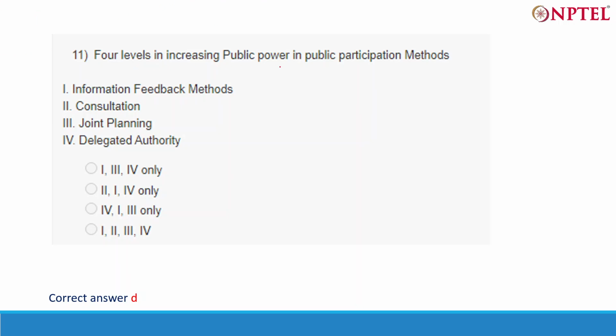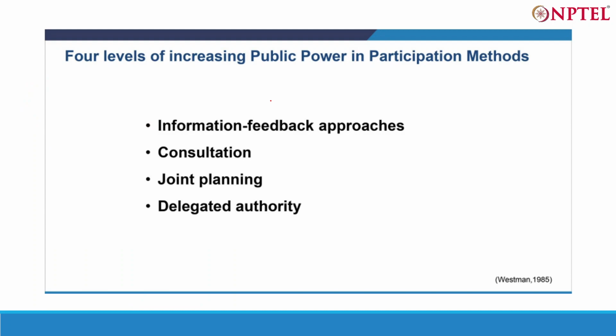There are four levels of increasing public power in public participation methods: information feedback methods, then consultation, then joint planning and delegated authority. If you see the public power and participation methods, all four are involved. Let's see the next slide, we'll get to know more about this. Four levels of increasing public power and participation methods: information feedback approaches, consultation, joint planning, delegated authority.